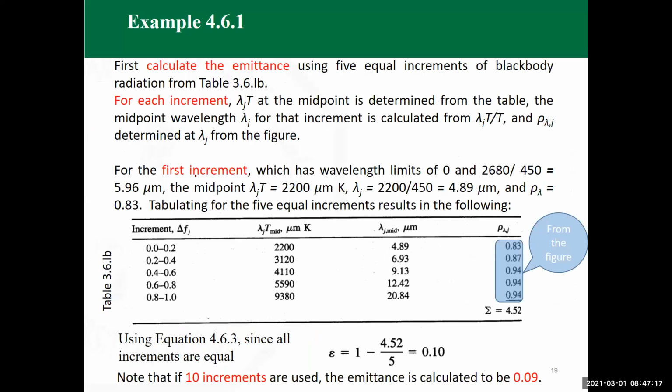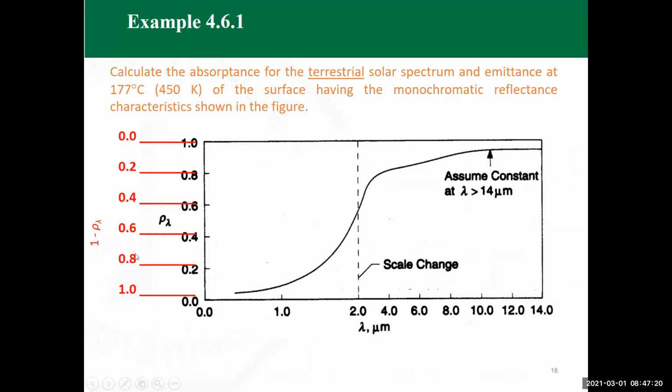When we look back at the example, we are looking for the absorptance and emittance, so we're looking for alpha and epsilon. But the information that we have in hand is related to the reflectivity, rho. So we're going to calculate the reflectivity, and then apply the property relations, which are reflectivity plus absorptivity, or reflectivity plus emissivity, equal to 1, and then we can calculate alpha as well as epsilon.